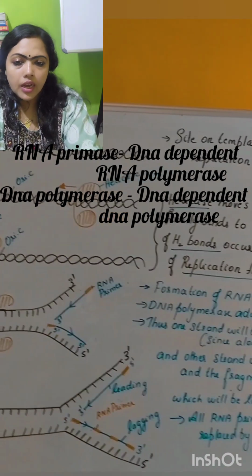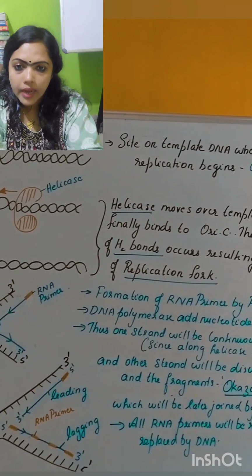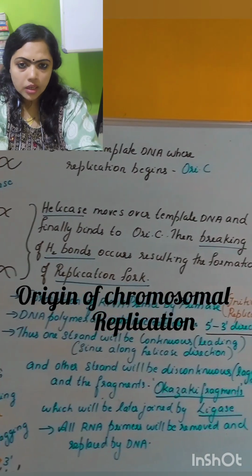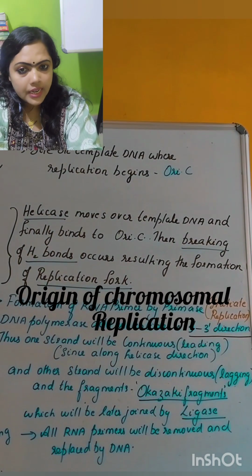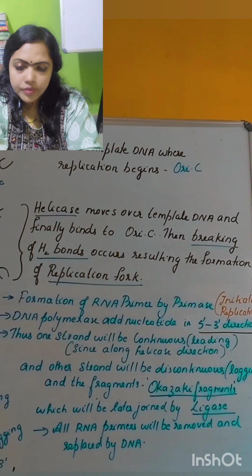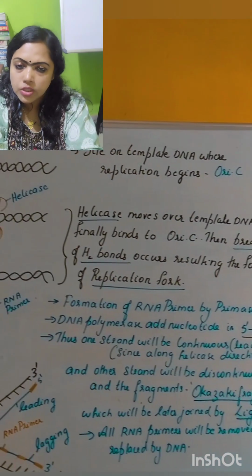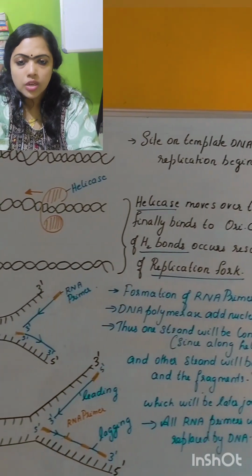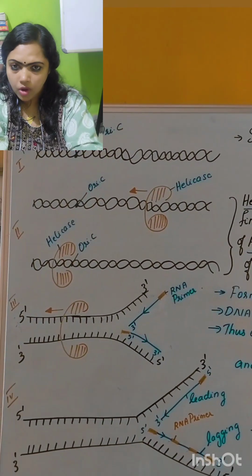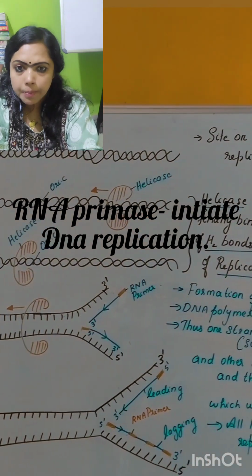The first thing is the area on DNA, the site on DNA where the replication begins. It is called oriC, that is origin of chromosomal replication. And then the helicase moves over the DNA strand and it finally binds to oriC. Okay, and thus the breaking of the hydrogen bonds occurs, resulting in the separation of the strands to form a Y-shaped structure called replication fork. And then the action of RNA primase, that is, before DNA replication, a short stretch of RNA is formed with the help of enzyme RNA primase. That is, the next step is the formation of RNA primer.